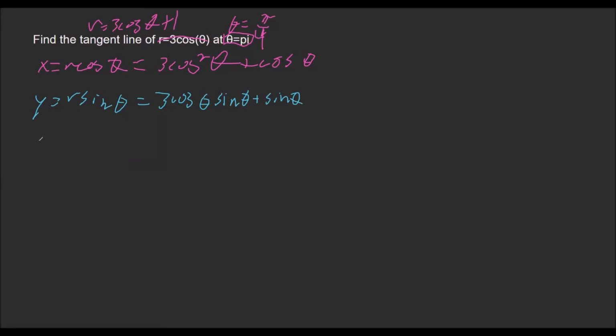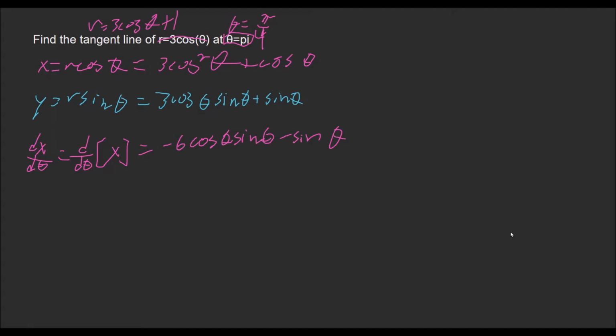Okay, from here we need to find both dy d theta and dx d theta. Let's start off with dx d theta, which, as you could probably imagine, is the derivative of x with respect to theta. So I'll write that here. It's not really necessary, but whatever. We're going to substitute our equation in for x, and so we're just going to find the derivative of the equation for x, which is, I believe, -6 cosine theta sine theta minus sine theta.